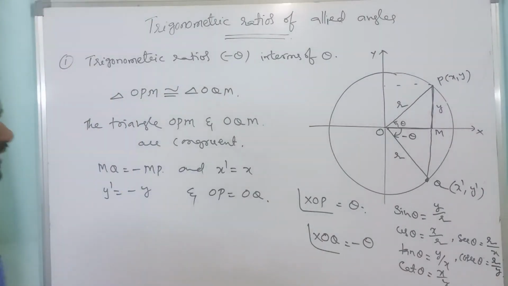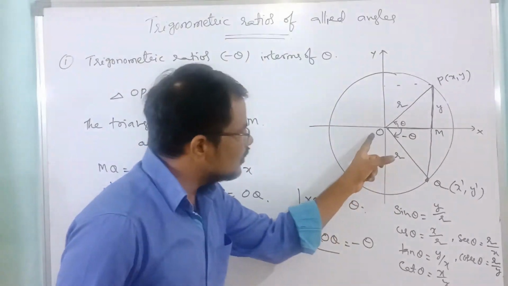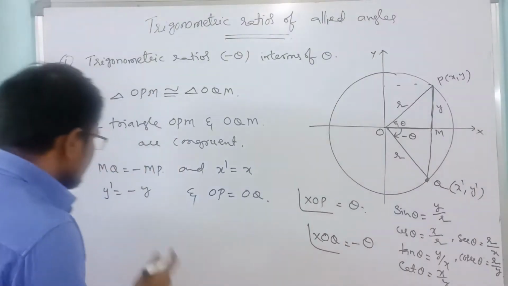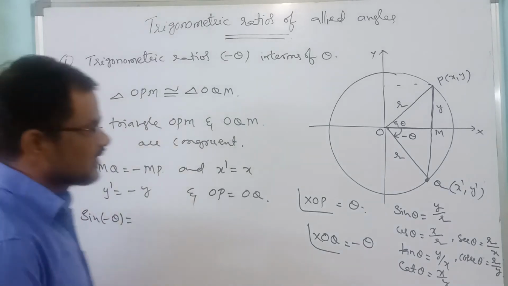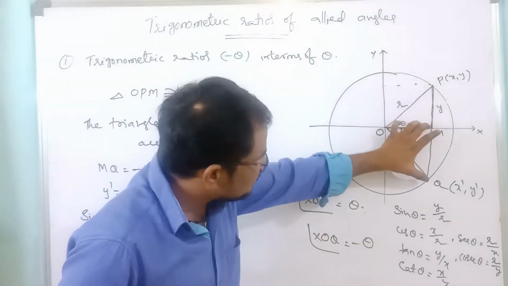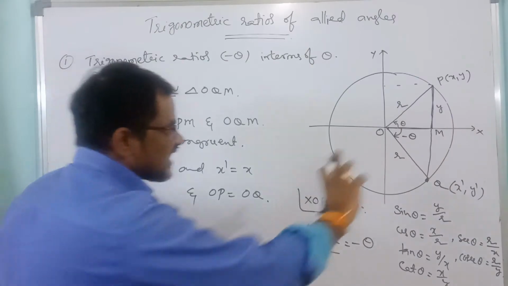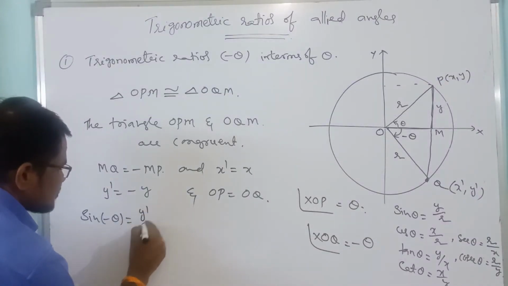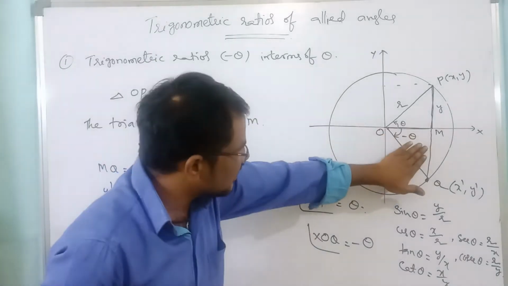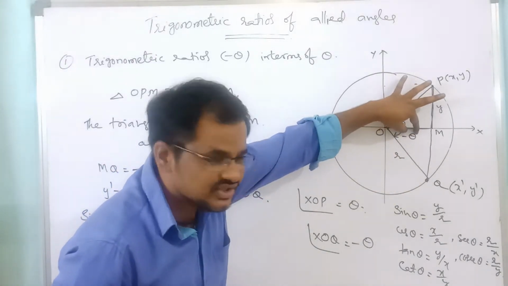Now from the triangle OMQ, what about sine of minus theta? Listen carefully. Sine of minus theta means opposite side. Opposite side is this one, which is nothing but y'. y' divided by, from this triangle, angle minus theta is there.